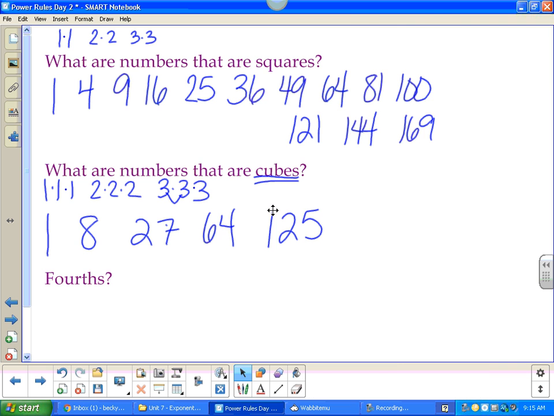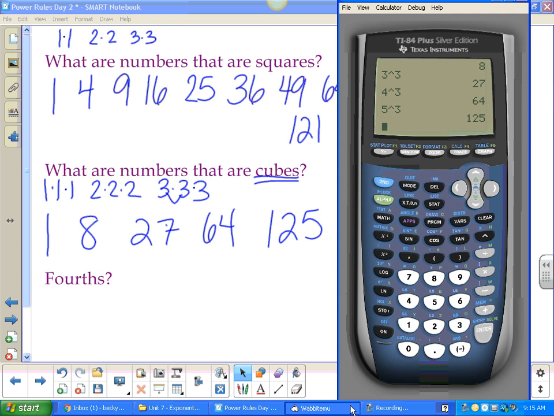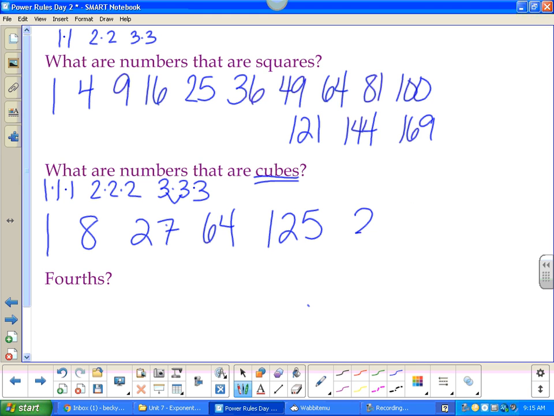And one more, 6 to the third, and that's 216. Those are the ones that you need to have memorized. So you need to know that 1 is a cube, and you need to know that 8 is a cube, and 27 is a cube.